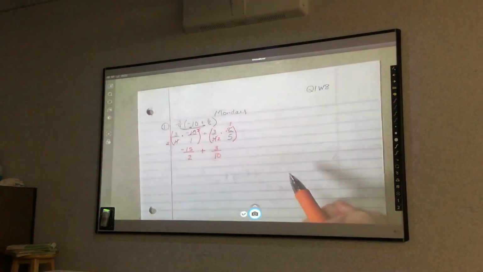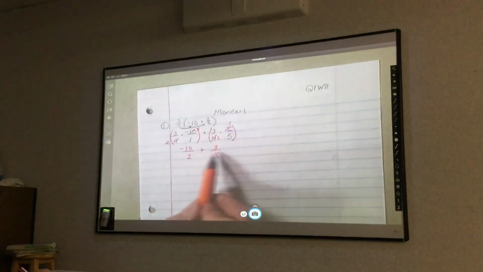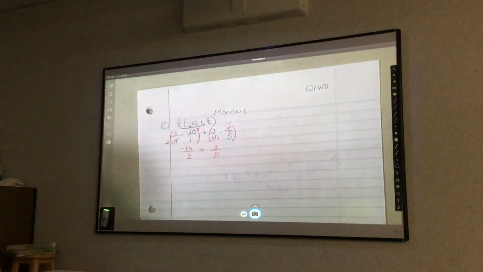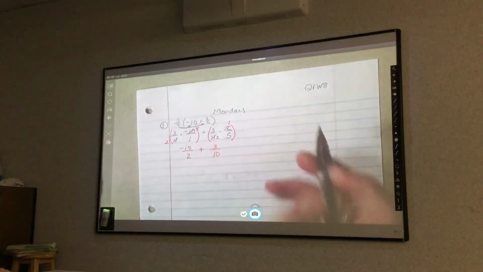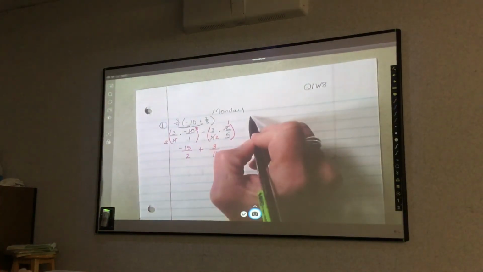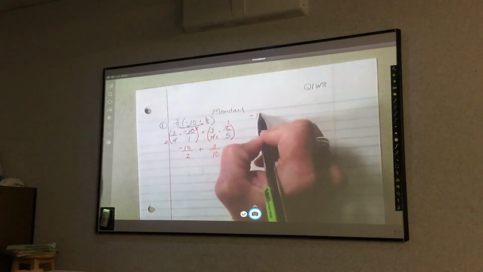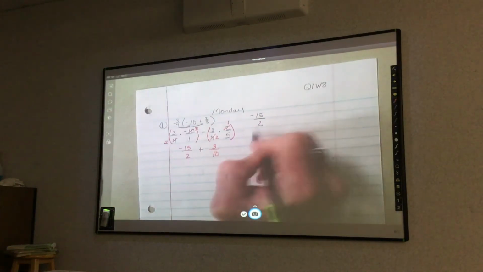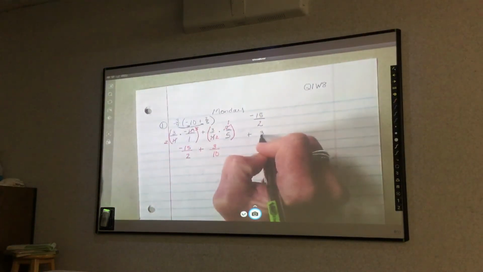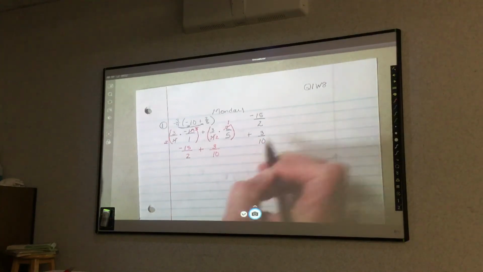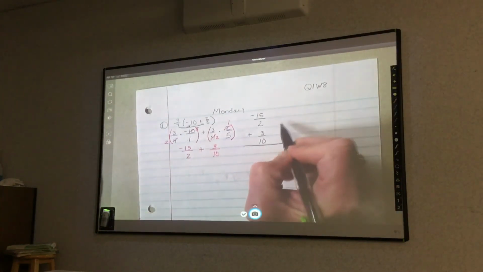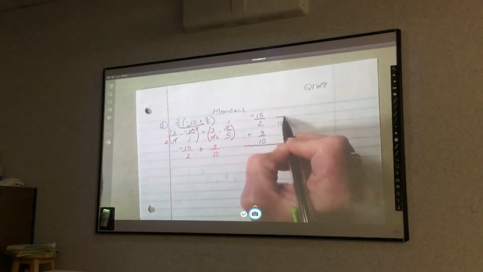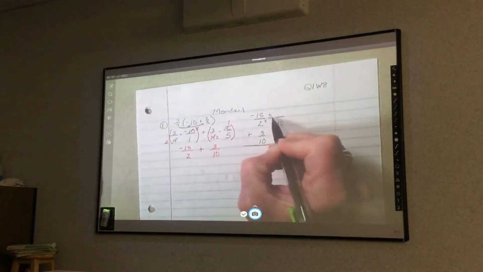Now, as I've stated before, anytime I'm adding fractions, I could have made them improper fractions first if I wanted to, but I'm not going to. I am going to write them up and down. Negative 15 halves plus 3/10. My common denominator is going to be 10. So I'll multiply this by 5.